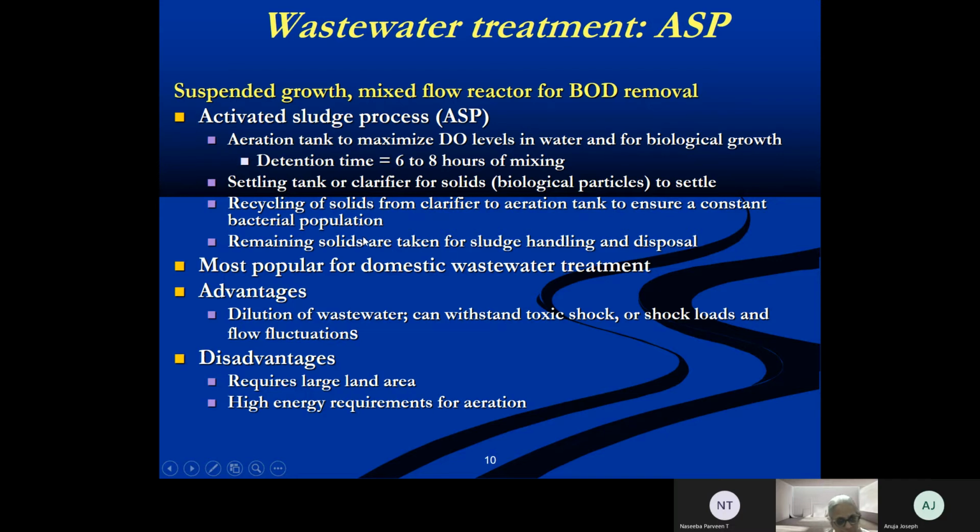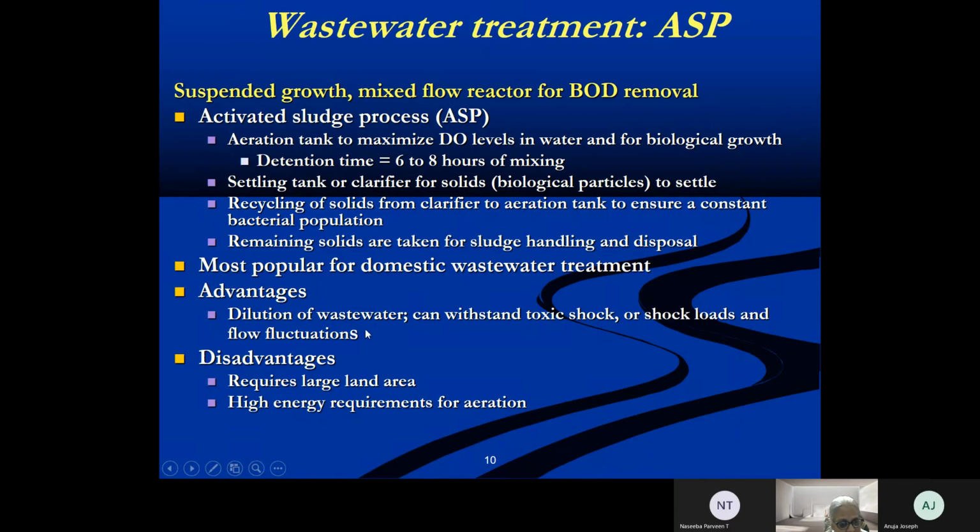So a significant chunk of the total biomass is recycled and the remaining is wasted and sent to the sludge management units. So sludge handling and disposal is the final part. This is the most popular process for domestic wastewater treatment. The advantages, why is it so popular?